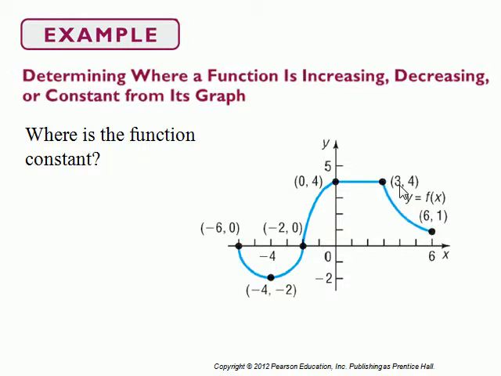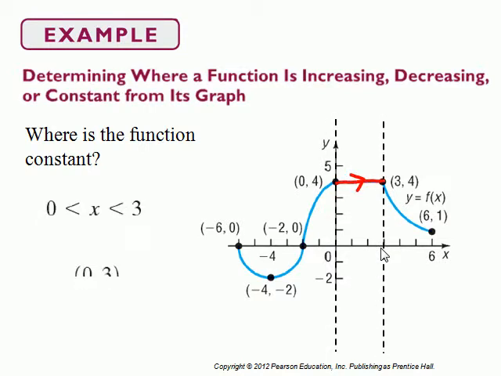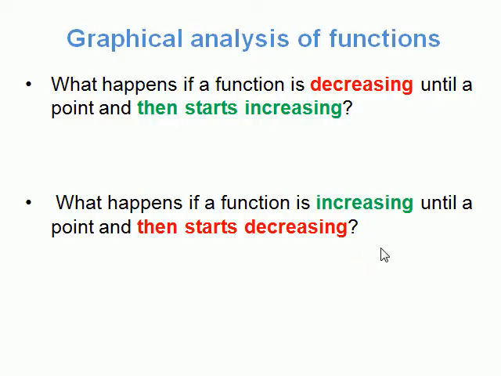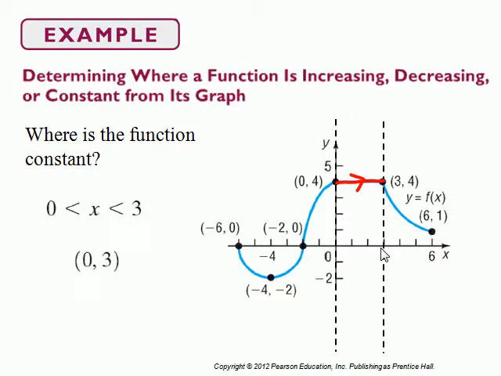And finally, we're going to have to ask, where is it constant? And you can see it's constant at the value y equals 4, but it's constant from x equals 0 to 1, 2, 3. So let's draw that line. We see it's between 0 and 3, and we can write it this way, (0, 3). Maybe I didn't spend enough time on that one.